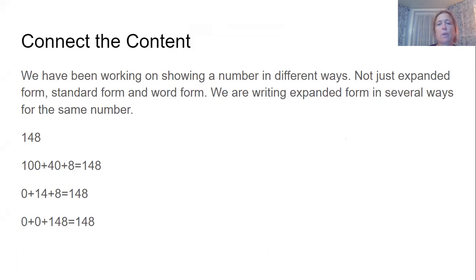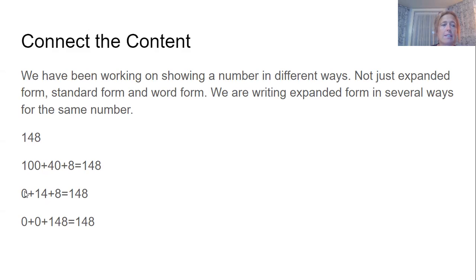We have been working on showing a number in different ways, not just necessarily writing them in expanded form, standard form, and word form, but writing expanded form in several ways for the same number. So your example is 148. We can write 148 as one group of 100, 4 groups of 10, and 8 ones. Okay, so that's 100 plus 40 plus 8 equals 148.